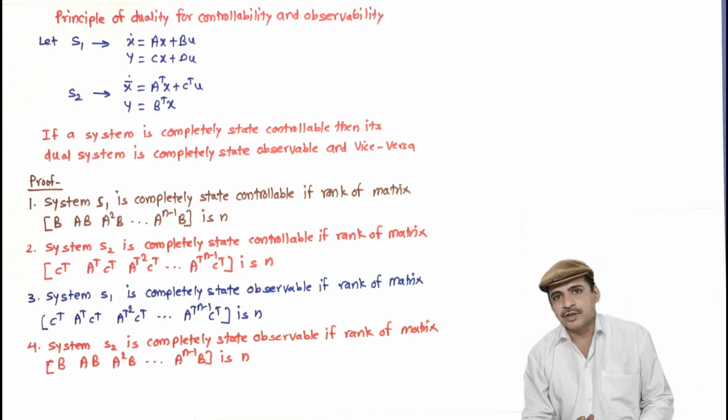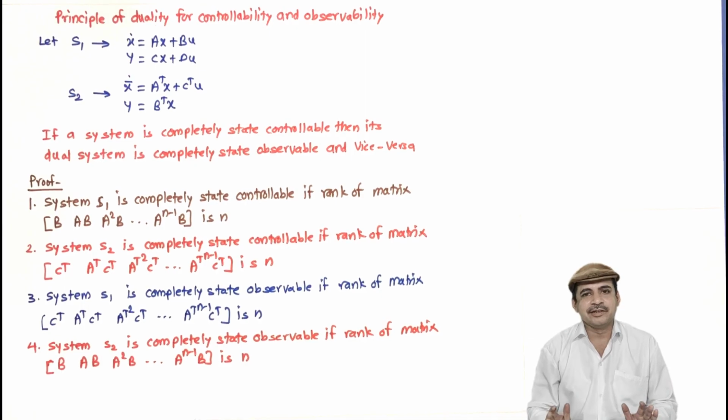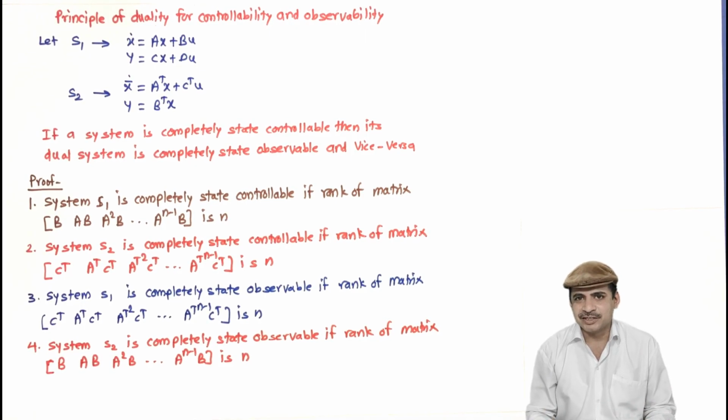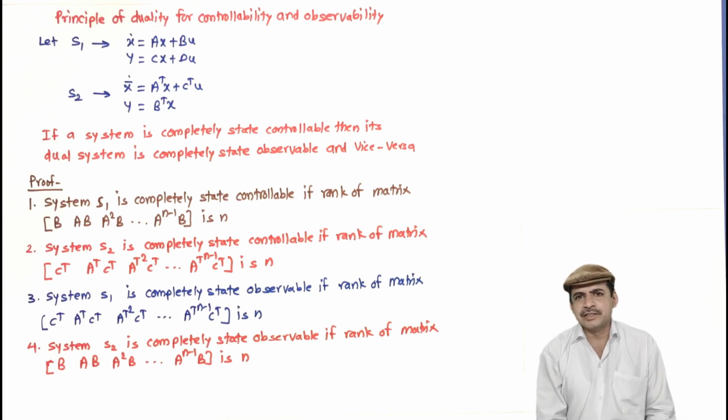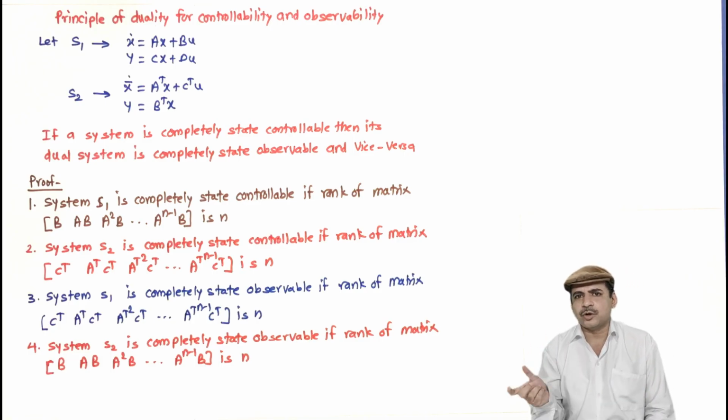So this is enough for today. We have seen completely the controllability, observability, their conditions for investigation, principle of duality. In the next class, we will see the transformation of any form to controllable canonical and to observable canonical.